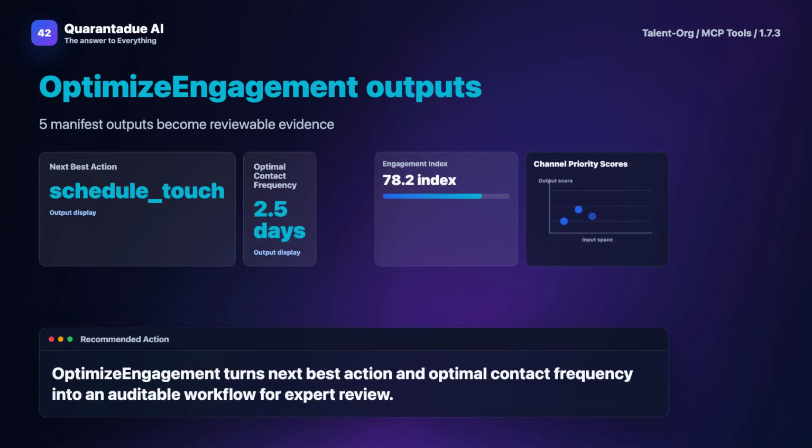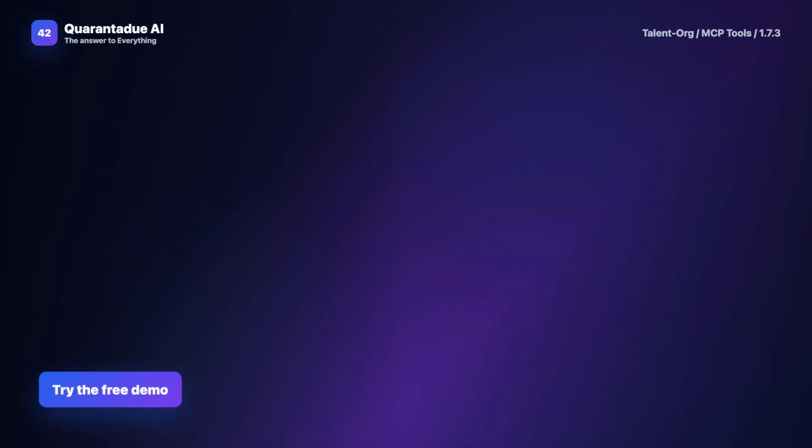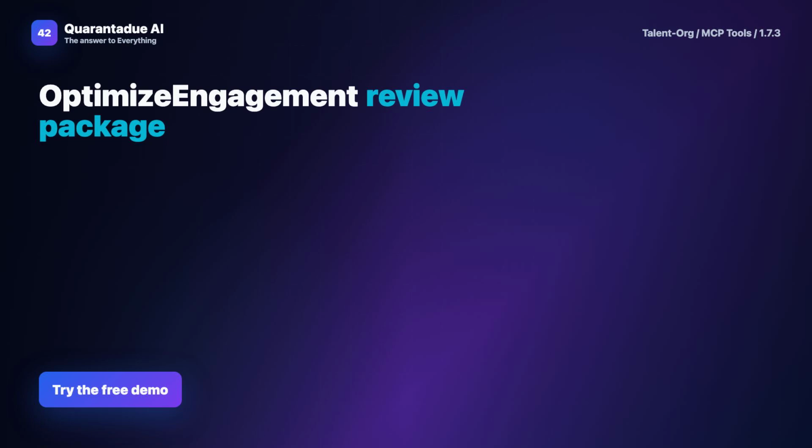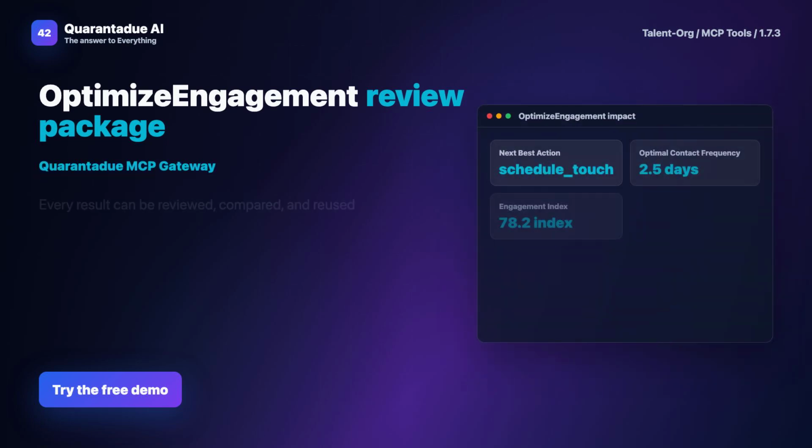Optimize Engagement returns structured outputs such as next best action, optimal contact frequency, engagement index, channel priority scores, and response rate versus engagement index. These outputs are designed to support review, reporting, comparison, and follow-up actions.